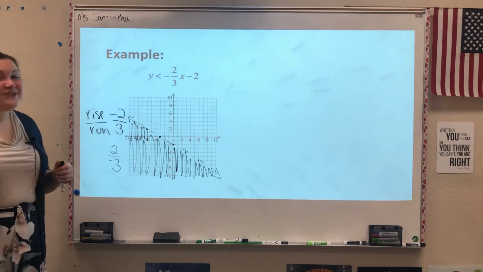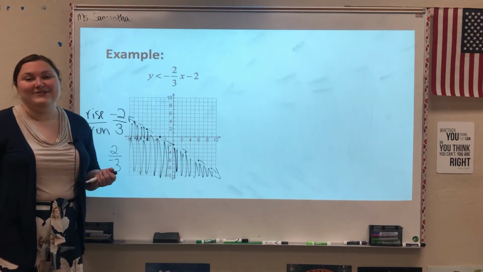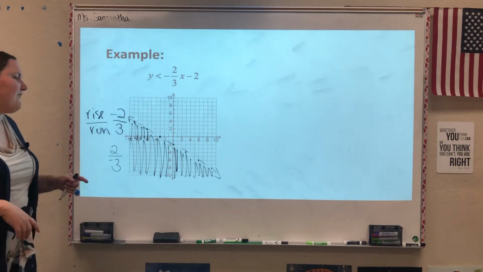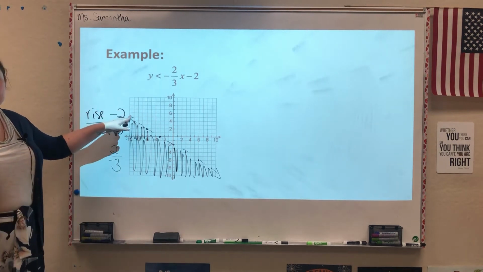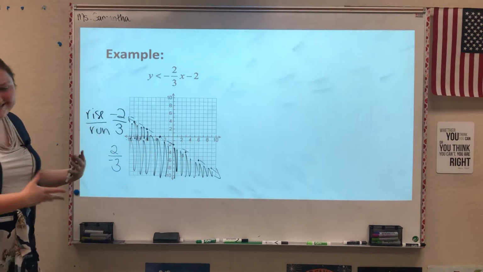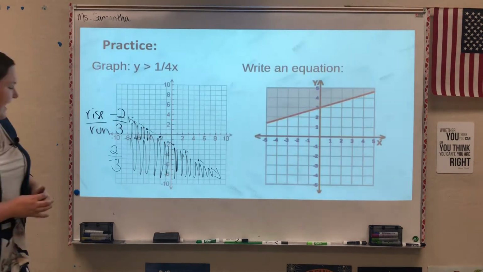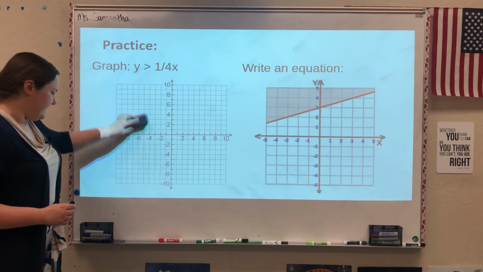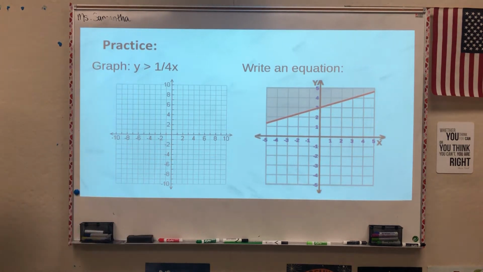So hopefully you can see it's very similar to graphing equations. And if you're already feeling really good about equations, all we're doing is this extra part of making a line decision and then a shading decision. I've got 2 for you to try. This first one asks you to graph y is greater than 1/4 x.